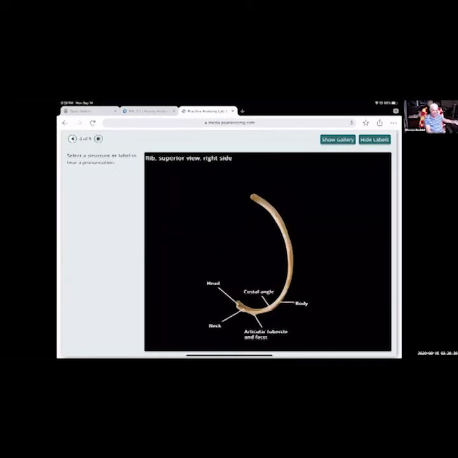And this is the rib. This is what we were talking about before. The rib has a head and a neck. It has a costal angle, which is what makes the angle, and then it has the body, the rest of the rib. Then it has an articular tubercle and facet. This part here is where it attaches to the vertebrae. So the head and the neck attach to the vertebrae. The articular tubercle attaches, and the body wraps around and protects your cage. And if it's a true rib, it connects to the sternum.